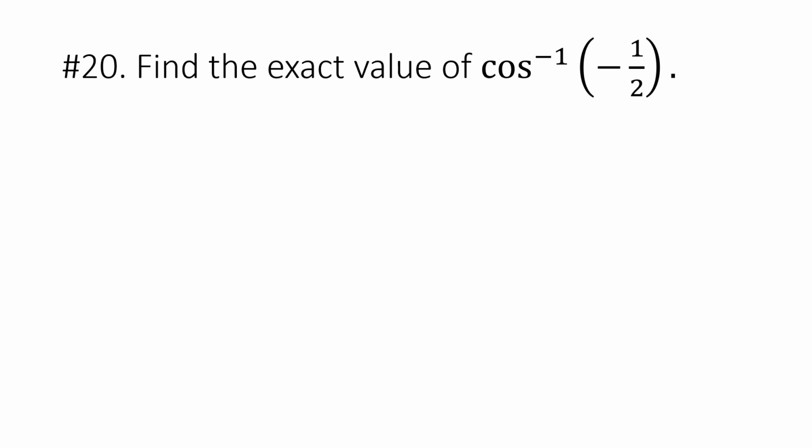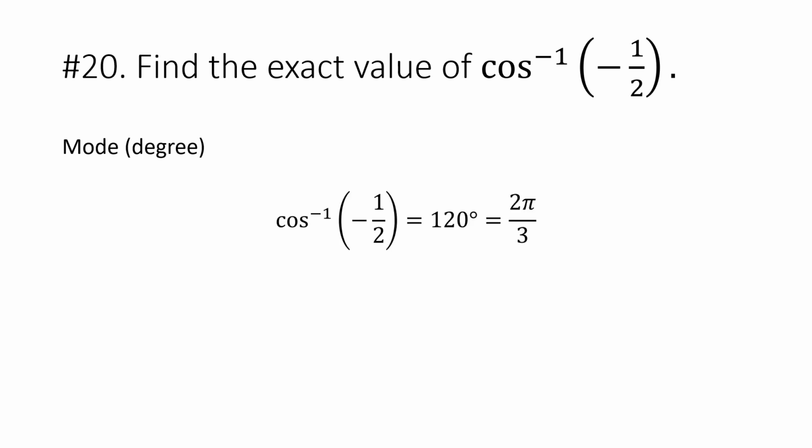Okay, we want to find the exact value of cosine inverse of negative 1 over 2. Inverse means we want to find its angle. Sometimes we have to find radians, but make sure the mode is degree because it is much easier to figure out. So cosine inverse of negative 1 over 2, I got 120 degrees. So we can change it to radians, so 2 pi over 3.